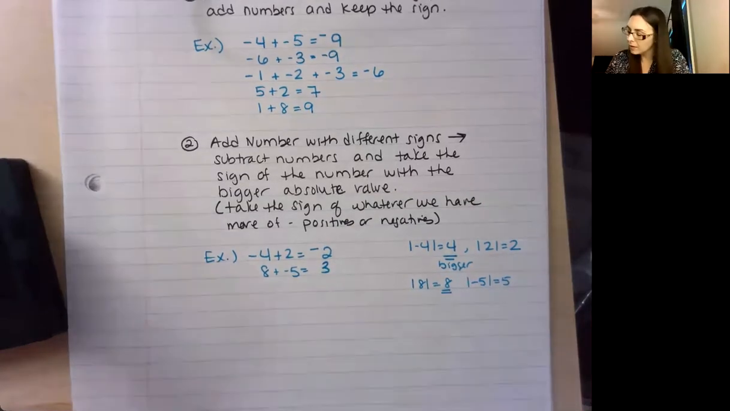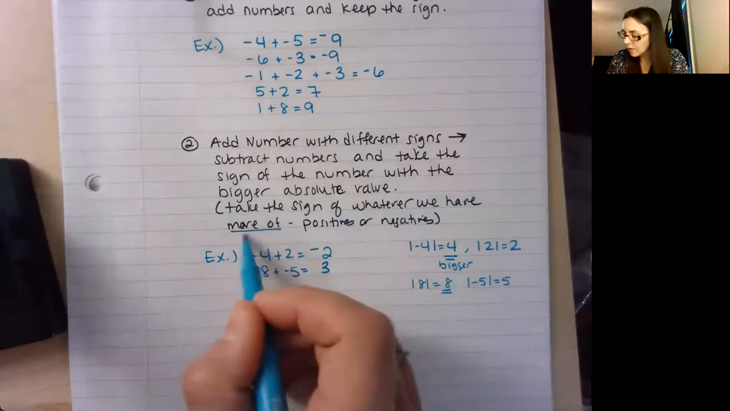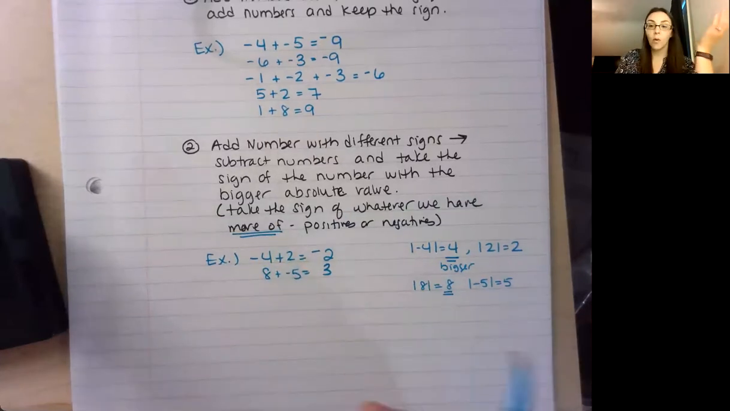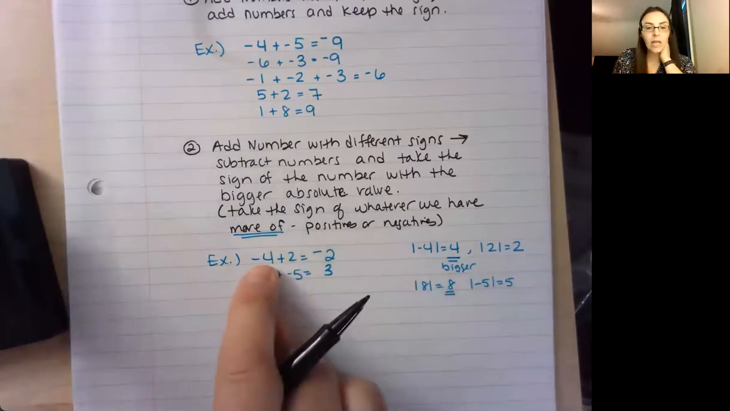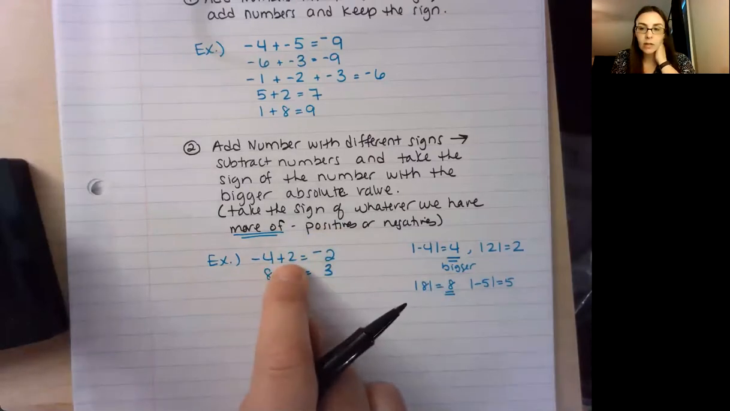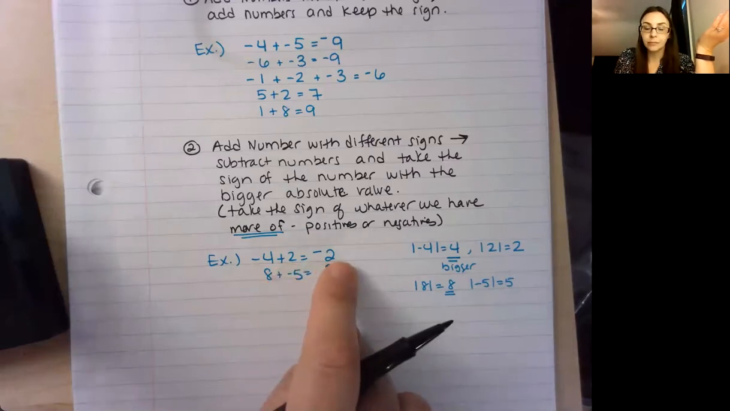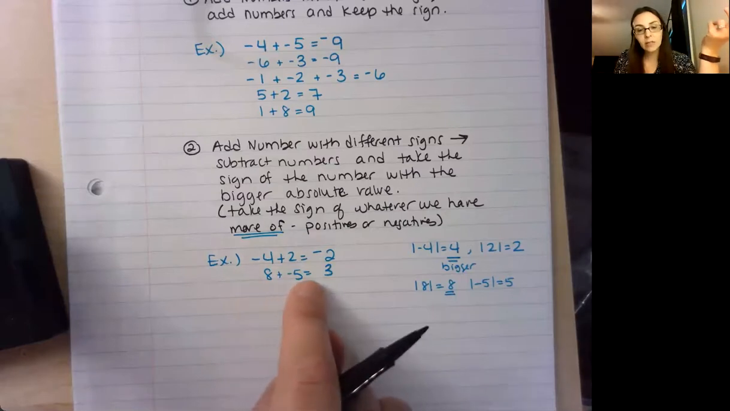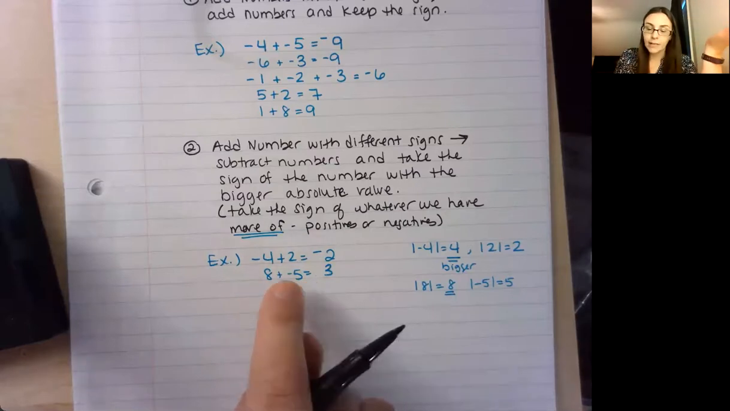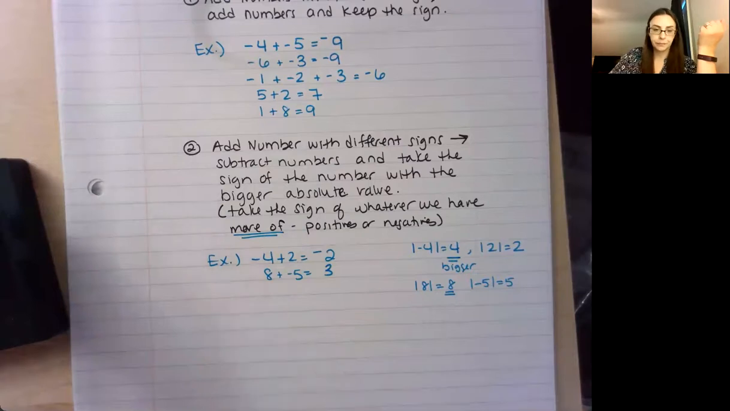Another way I like to think of it, and I think this is a little bit easier than thinking about absolute values, is whatever you have more of. So for instance, here, I have 4 negatives and 2 positives. I have more negatives, obviously, so my answer will be negative. Here I have 8 positives and 5 negatives. So I have more positives, my answer will be positive.